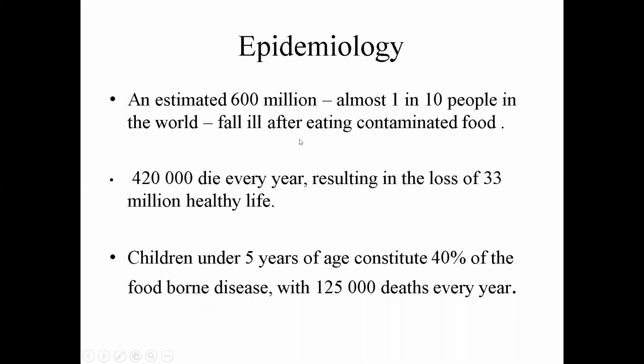Next, the slide talks about the epidemiology of food poisoning. It says that 600 million people are estimated to be affected, almost 1 in 10 people in the world eating contaminated food, especially people eating outside food. There are 420,000 deaths every year, with a loss of 33 million healthy life years. Children and the elderly are more affected. Children under 5 years constitute 40%.